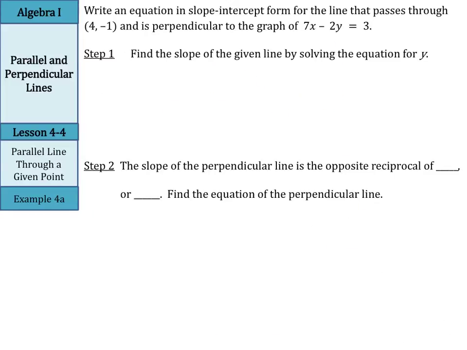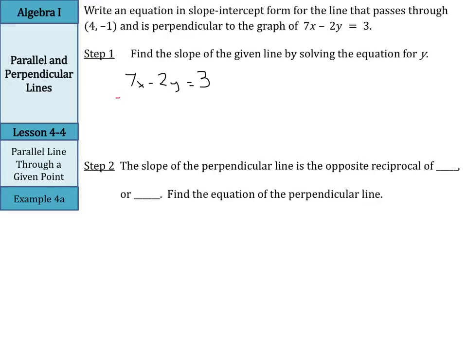Now, after working with perpendicular and parallel lines, we get to write an equation of a line that is perpendicular. Write an equation in slope-intercept form for the line that passes through (4, -1) and is perpendicular to the graph of 7x minus 2y equals 3. Just like with our parallel lines, our first step is to find the slope of our given line. Right now we have 7x minus 2y equals 3. We need to get that into slope-intercept form to find the slope.